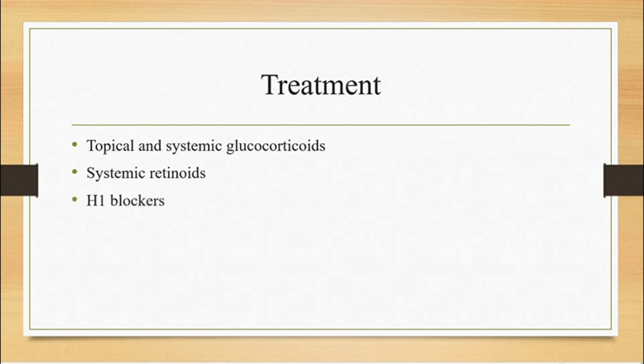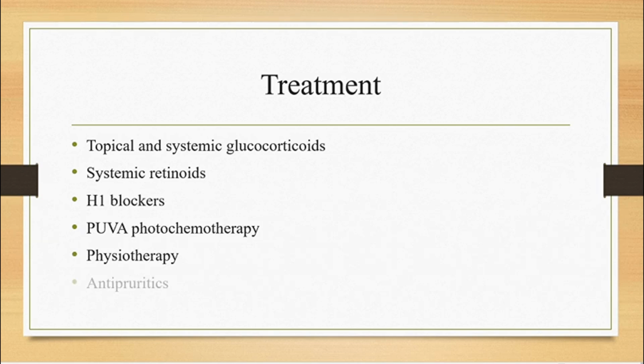PUVA photochemotherapy is used for generalized lichen planus or ones that are resistant to the topical therapy. Physiotherapy, where the adrenal glands are magnetically stimulated. Depending on the symptoms, give antipruritics, emollients, or resorptives.